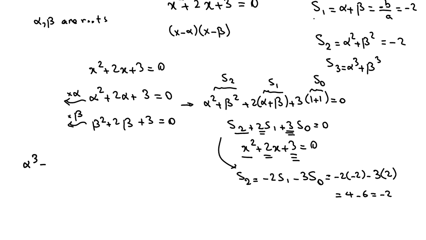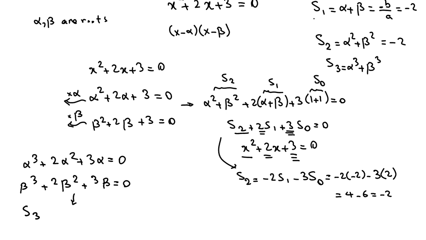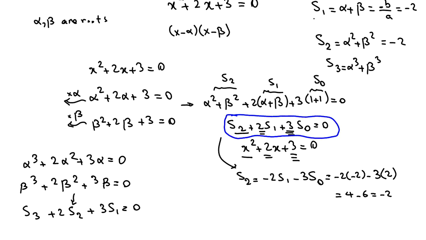So it will be alpha cubed plus 2 alpha squared plus 3 alpha equal to 0, and beta cubed plus 2 beta squared plus 3 beta equal to 0. If we add these terms, alpha cubed plus beta cubed is S3 by definition, the second column is 2S2 if we factor out 2, and the third one is 3S1, equals 0. So look, if you pay attention to this one and this one, they are exactly the same.